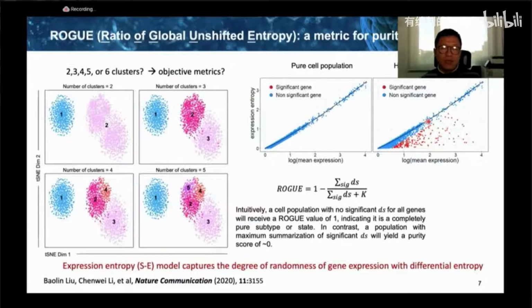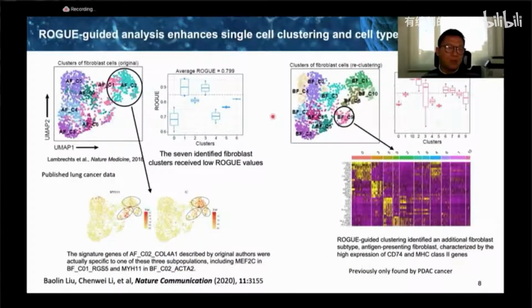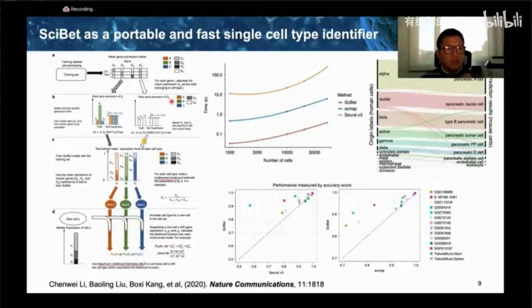So you can use this to reanalyze some of the published results. This is a result published elsewhere that was described as 1 cluster, but has a low Rogue value. Then we can reclassify this into 3 different clusters, which gives more meaningful results. And based on this concept, we can also derive the most distinguishing genes for a given cell population. In fact, we can construct what we view as a multinomial model for each of the cell clusters.